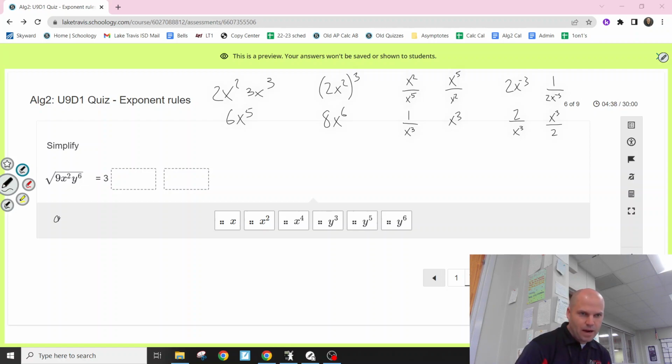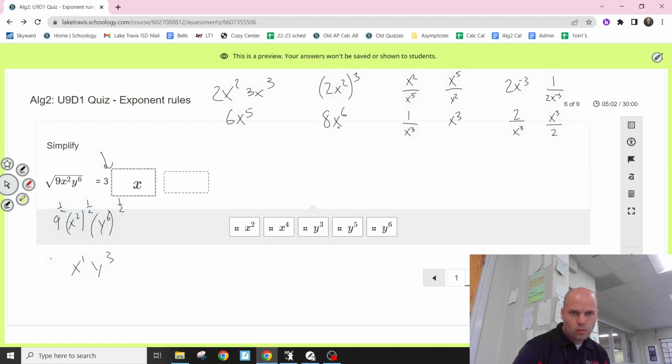Here, it's a 1/2 power. So I got 9 to the 1/2, I got x squared to the 1/2, and I got y to the 6th to the 1/2. 9 to the 1/2 is 3. X squared to the 1/2 is x to the 1st. Y to the 6th to the 1/2 is 6 times a half. Again, you're using this exponent rule of power to a power, multiply the powers, get y cubed. So I get 3x to the 1st, y cubed.